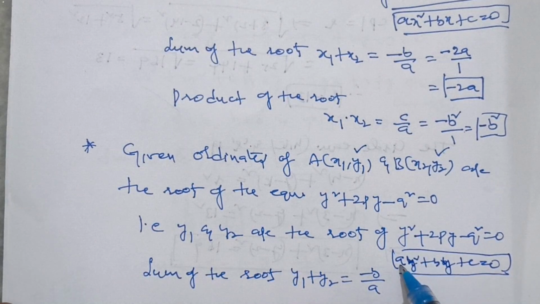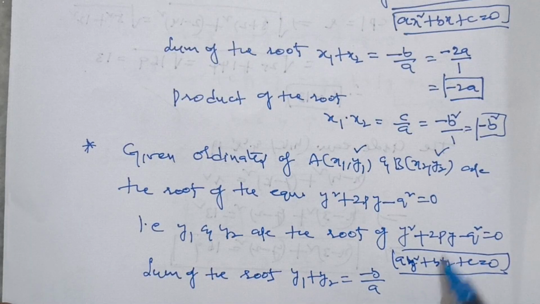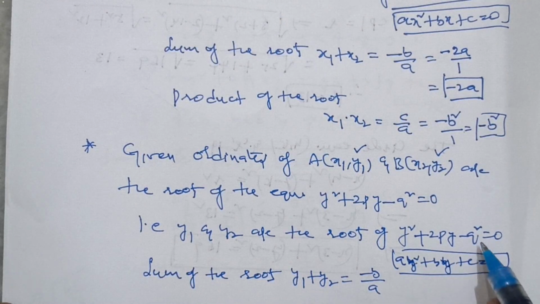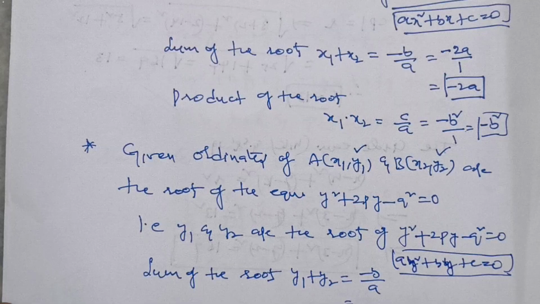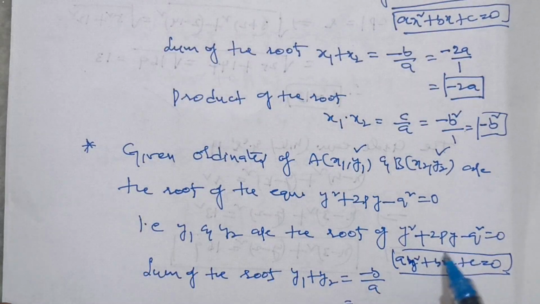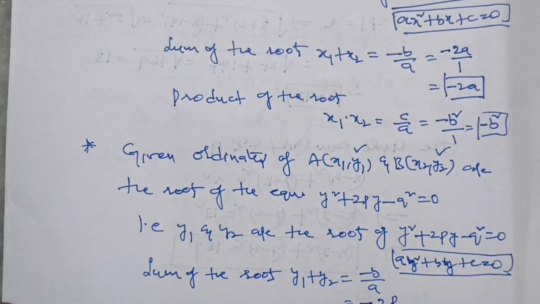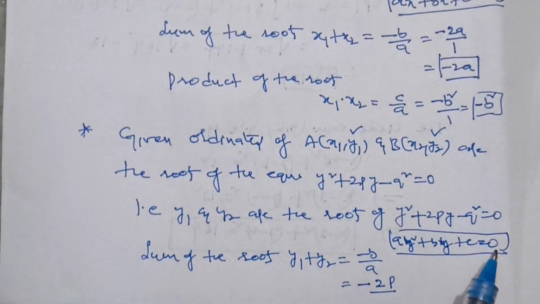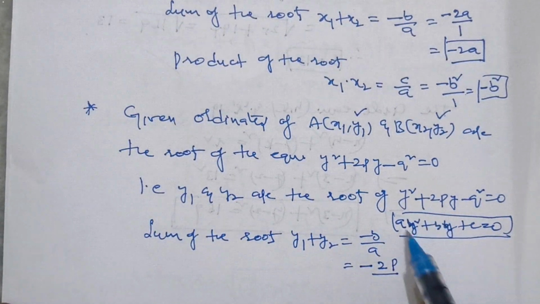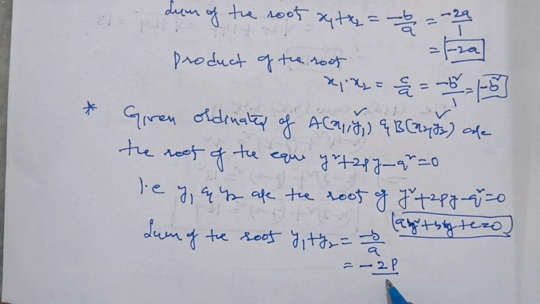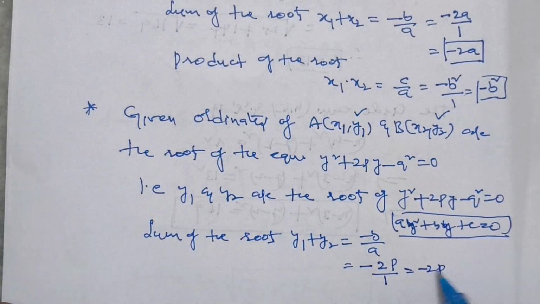Here y square coefficient is a, y coefficient is b, and the remaining value is constant. So minus b by a, b value is 2p, the y coefficient, so minus 2p by a. The value of a is the coefficient of y square, that is 1, so the sum is minus 2p.